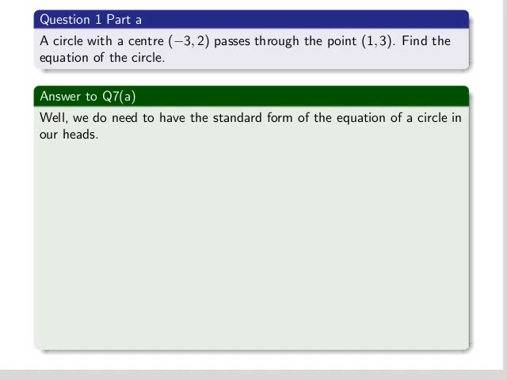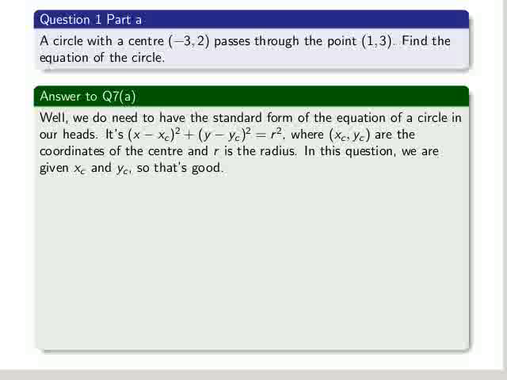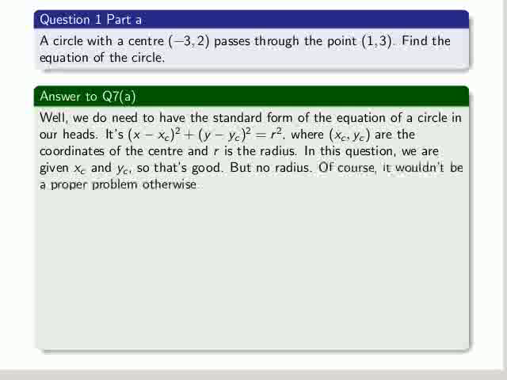Well, we need to have the standard form of the equation of a circle in our heads. It's x minus xc squared plus y minus yc squared is equal to r squared, where xc, yc are the coordinates of the centre and r is the radius. In this question, we are given xc and yc, so that's good, but no radius. Of course, it wouldn't be a problem otherwise.